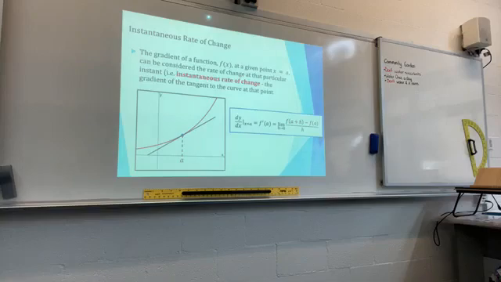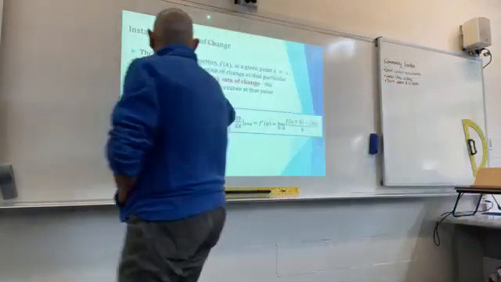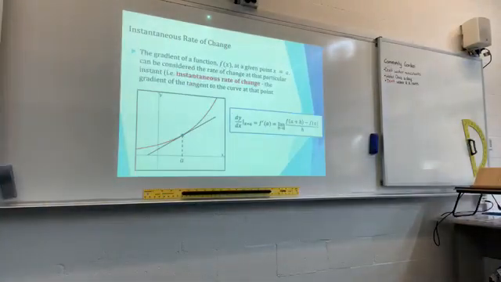Now, instantaneous rate of change. The gradient function f'(x) at a point x equals a can be considered the rate of change at that particular instant. So this is therefore called the instantaneous rate of change: the gradient of the tangent to the curve at that point.